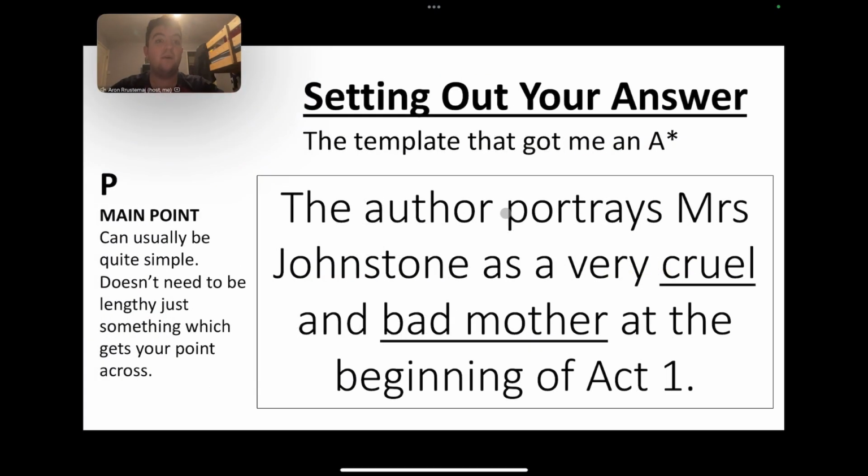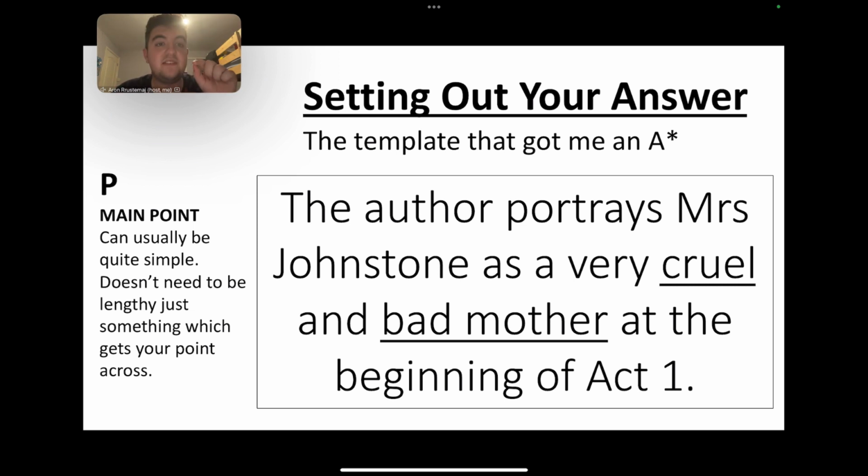Okay, now that we've annotated, let's go through and actually pick out some structures that are going to help you when you're writing your answers, because obviously you're going to want a basic format to what you're doing. You're going to want a template, and that's why on this slide I've named it the template that got me an A-star, because honestly I did this every single time for an impressions question and it always got me basically 9 out of 10, 10 out of 10.